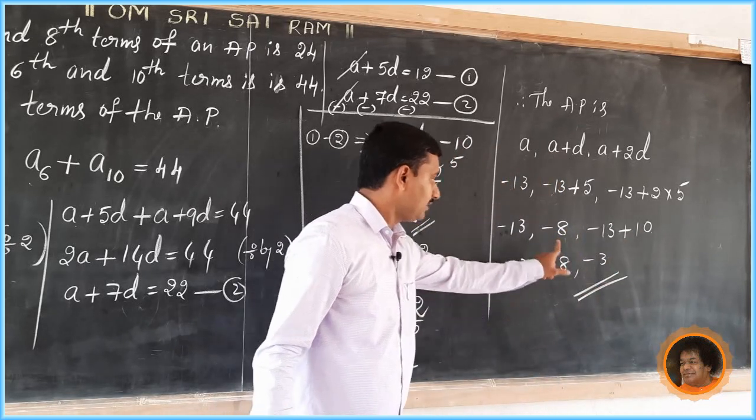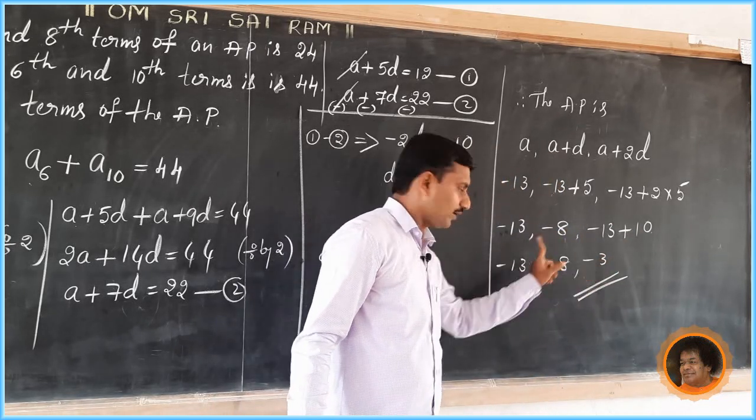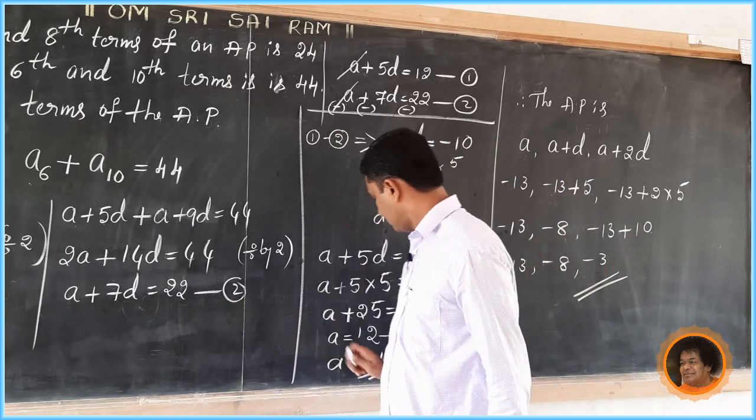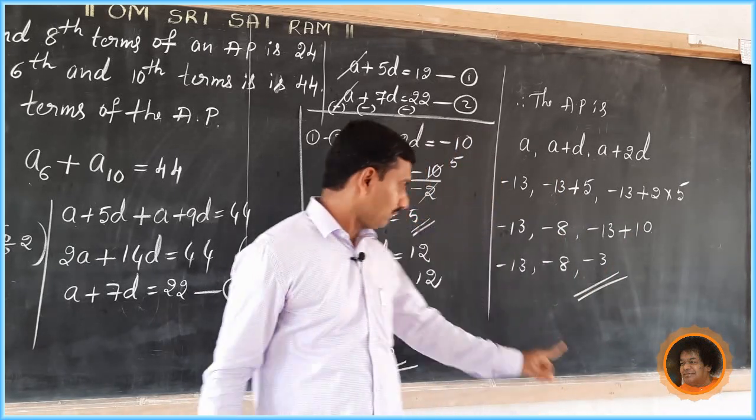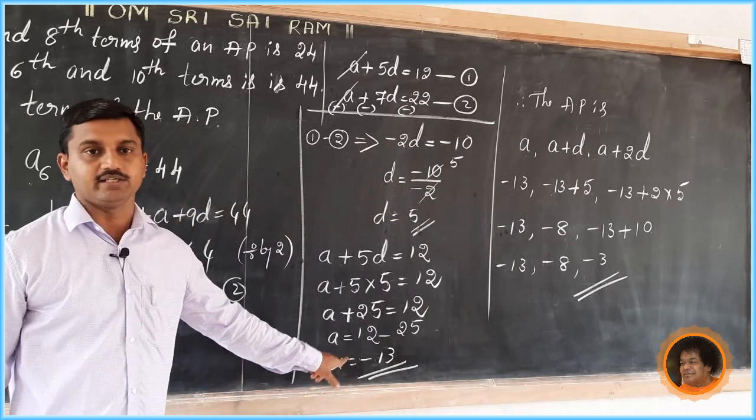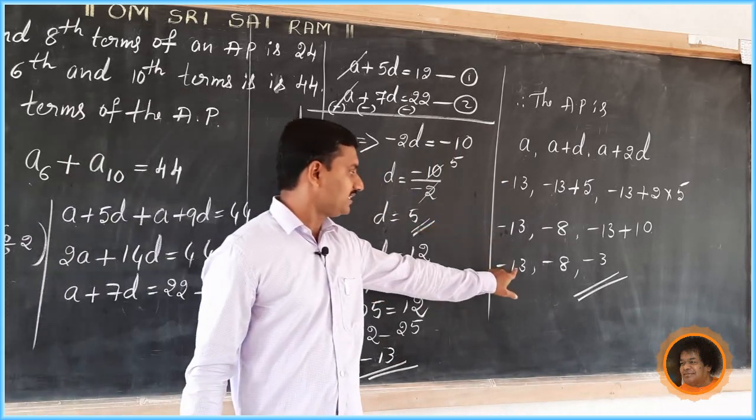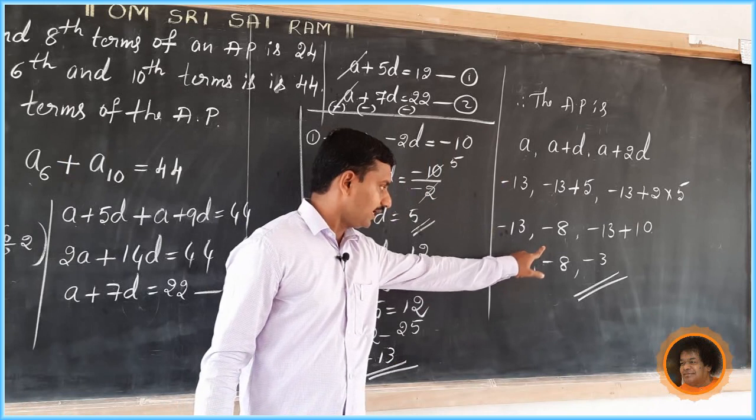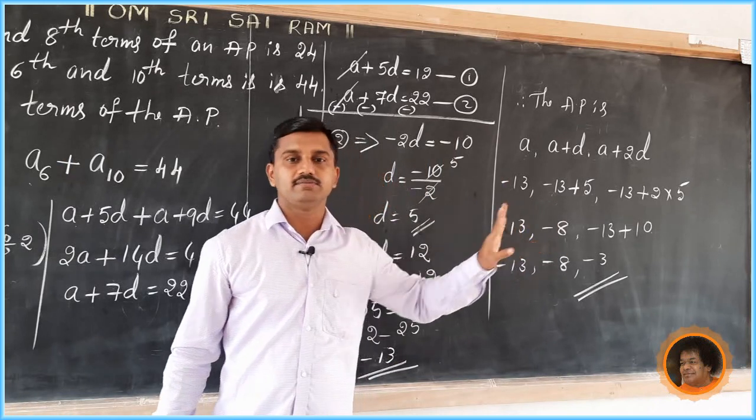So minus 13, minus 8, minus 3. Here the common difference is 5 and the first term is minus 13. Therefore the first three terms of the AP are minus 13, minus 8, minus 3.